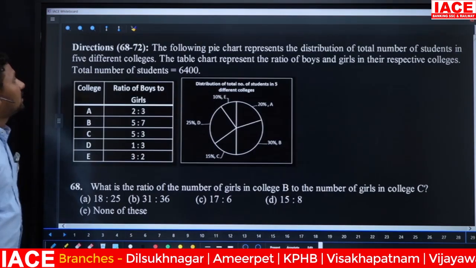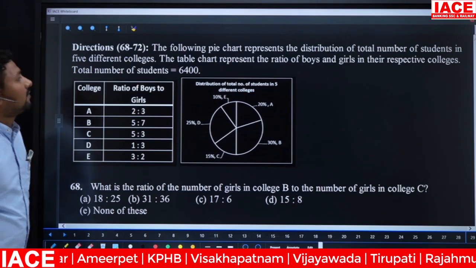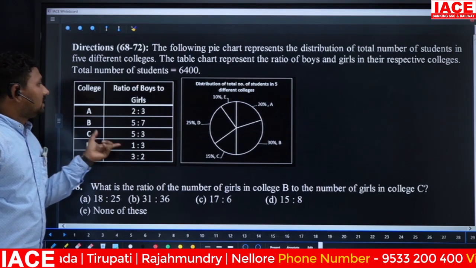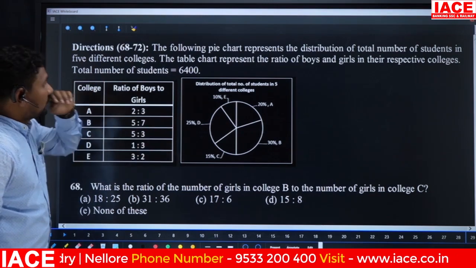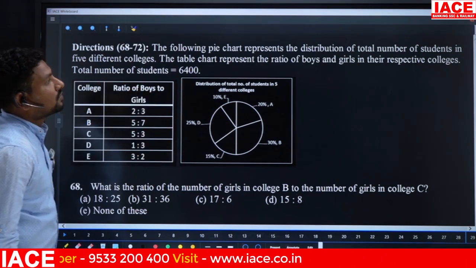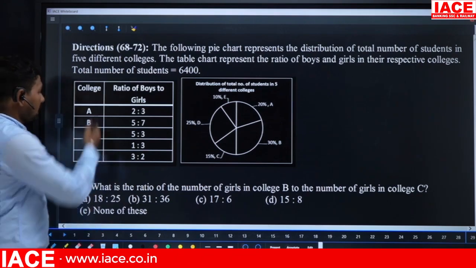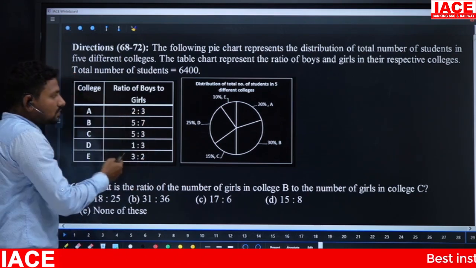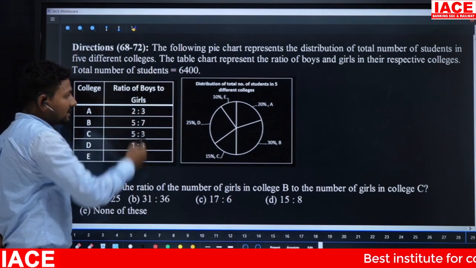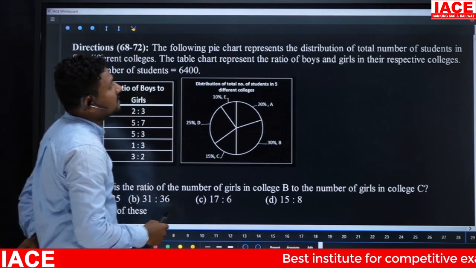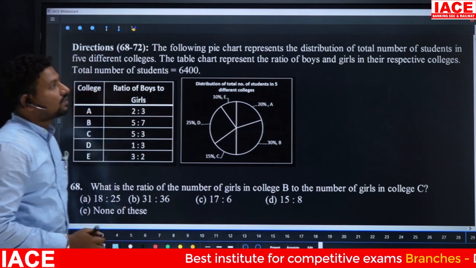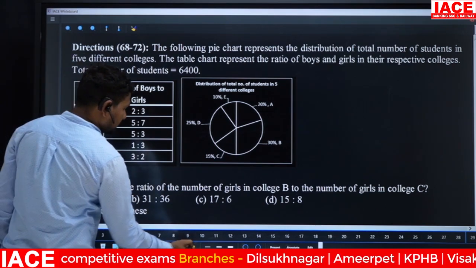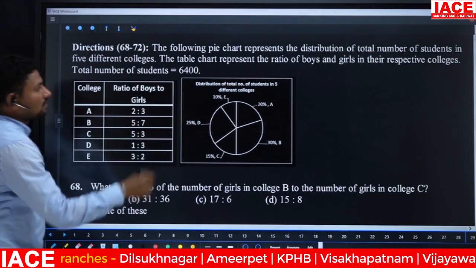Go for the next data, 68 to 72. We have such questions based on the DI. It is a table and pie chart. Look at the data. The following pie chart represents the distribution of total number of students in different colleges, A, B, C, D, E, 5 colleges. There is a ratio of boys to girls. First ratio belongs to boys and second part belongs to girls. The table chart represents the ratio of boys and girls in their respective colleges. Total number of students is 6,400. The 6,400 we have to distribute over the pie chart.